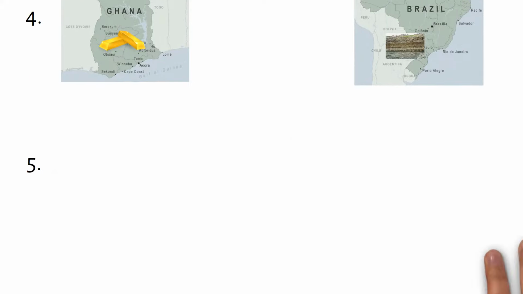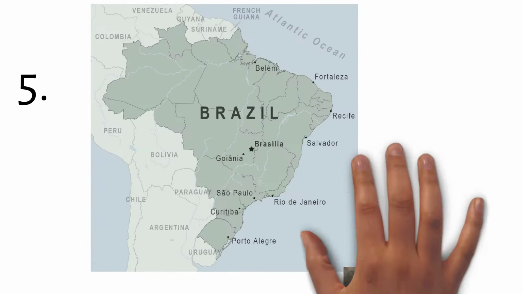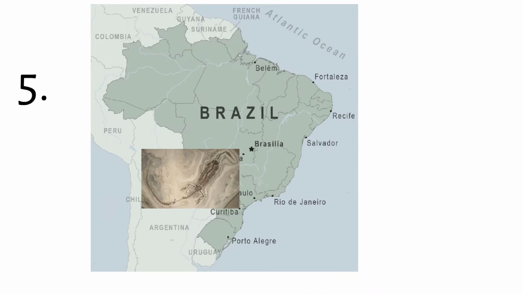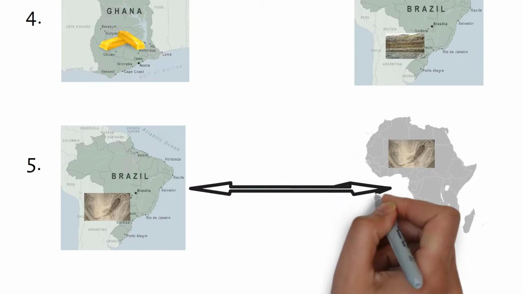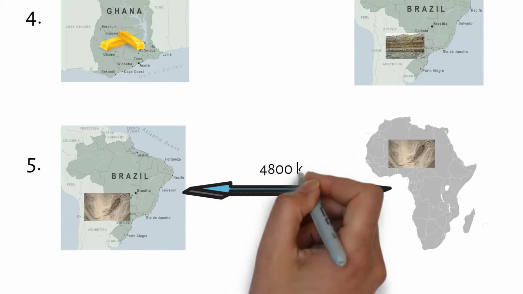Fifth, there's the distribution of fossils. For example, Mesosaurus is a type of fossil only found in Brazil and Africa, even though they are 4,800 kilometers apart.